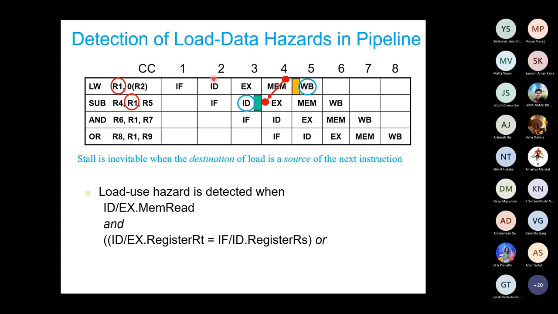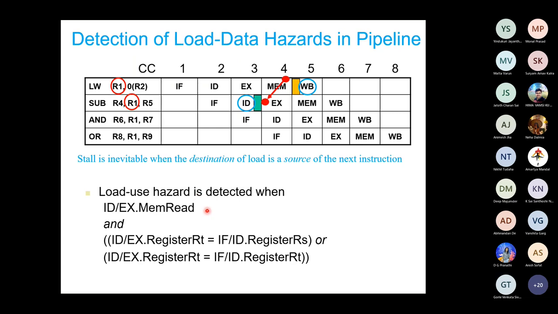So once these two are already read, we know what is happening. And there are two cases because there are two possible sources here. One is RS and one is RT. So similar. If this is so, then there is going to be a load hazard. So now we need to insert a stall.